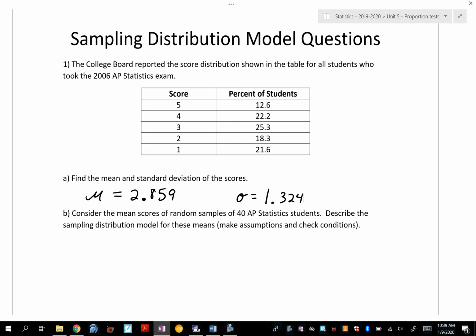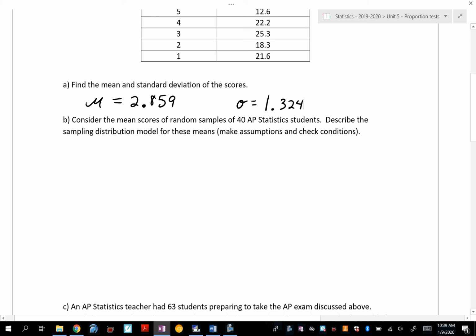All right, everyone, take a quick look at part B. Part B is something we already did yesterday, where you have to look at this sample of 40 stat students, and basically you're going to make assumptions, check conditions, and then show what the model would look like for repeated sampling of these 40 students. All right, I'm not going to do that. We've already done it. So I'm going to skip to part C.